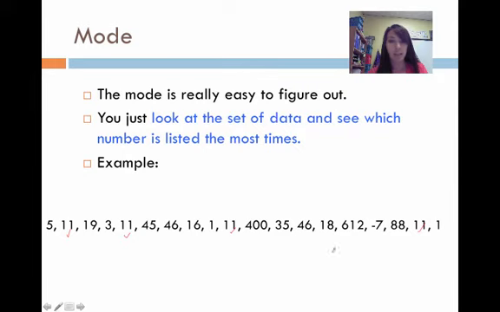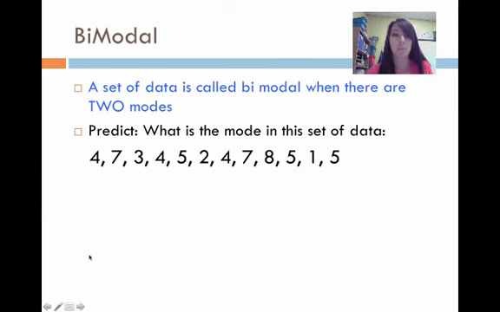All right, I see a couple 1s, so maybe I'll put a little squiggly here, a squiggly here, but there's not as many 1s as there are 11s. Well, here's a 46. Let's do a line. 46. Nope, it looks like 11 is my mode here because 11 shows up more than any other number in my data set. Okay, and you just ignore all the other numbers. You just look to see which one is showing up the most.